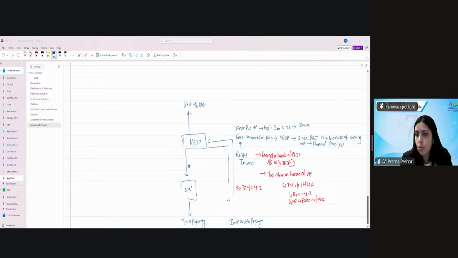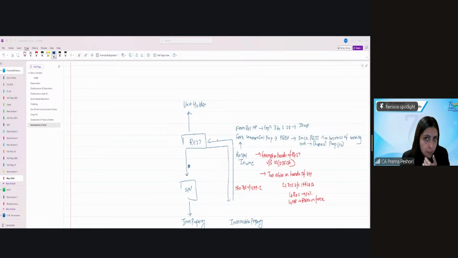Since the REIT is in the business of renting out the property and generating rental income, as per the Chennai Property Supreme Court ruling, the income would be taxable under the head PGB. And for the unit holder also, the same characterization will apply. Yes or no? Yes, ma'am. Fine?